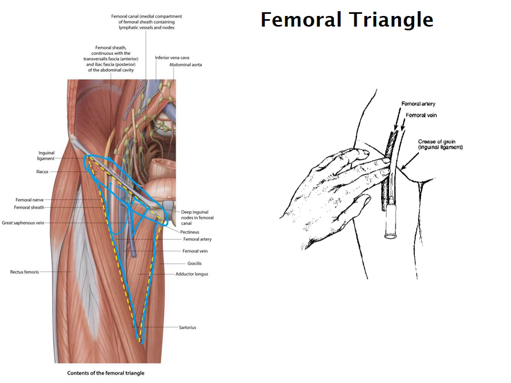The apex of the femoral triangle points inferiorly and is continuous with a fascial canal called the adductor canal. It's going to be down in this area. The femoral artery can be palpated in the femoral triangle just inferior to the inguinal ligament and midway between the ASIS and the pubic symphysis.